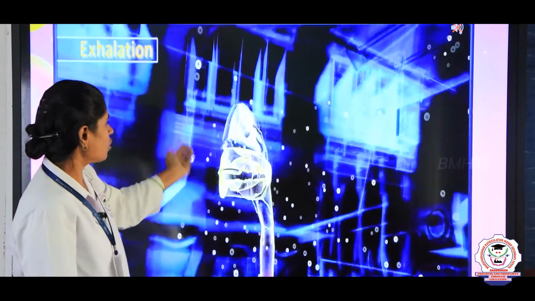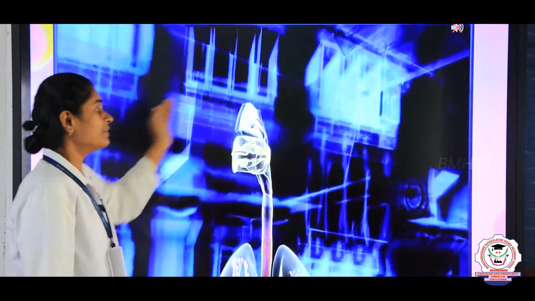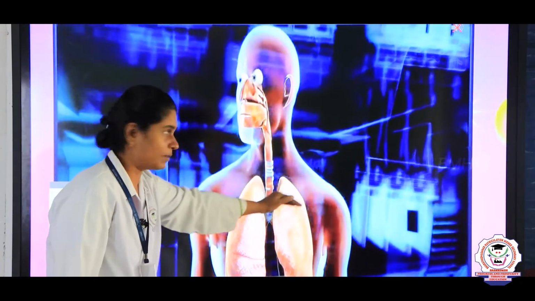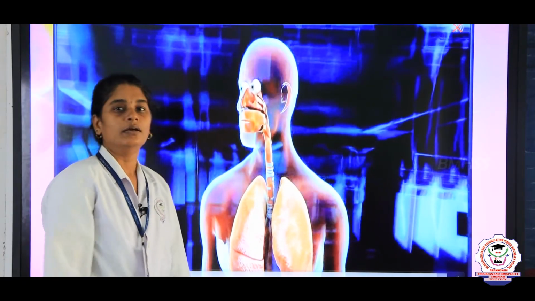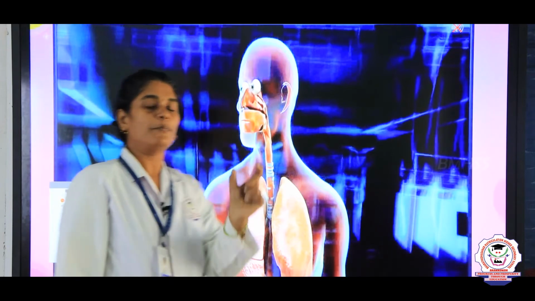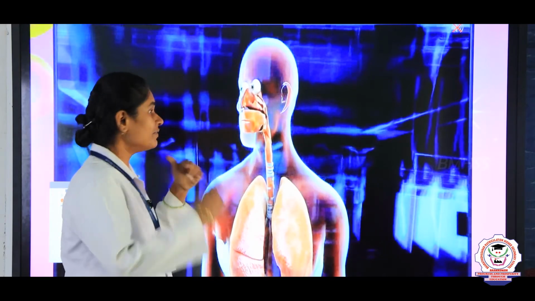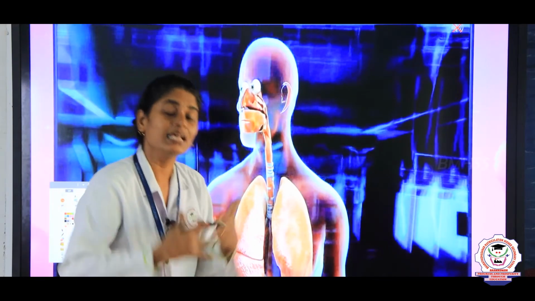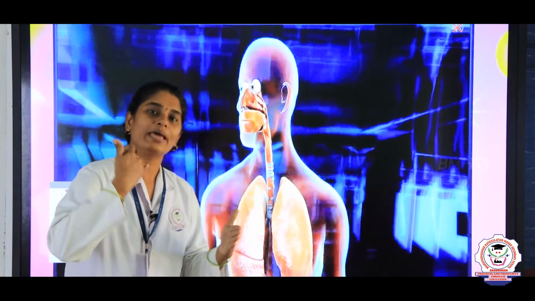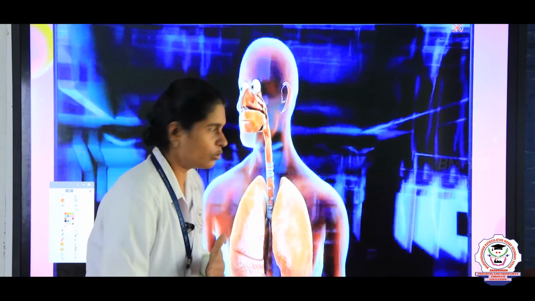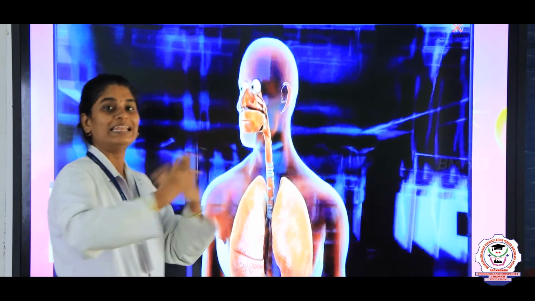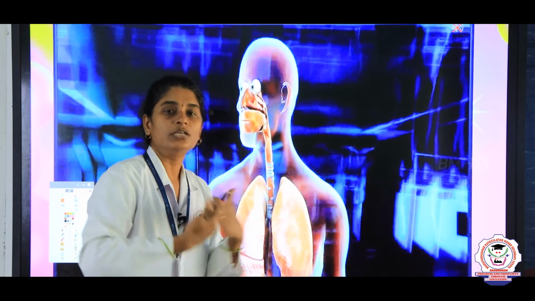Here we can see the oxygen is entering. Nearly 21% of oxygen enters our body, okay, and 0.03% of carbon dioxide also enters our body, okay. And when we exhale, some amount of oxygen is also exhaled, as well as the major amount of carbon dioxide, okay. So, this process of inhalation and exhalation is known as breathing.